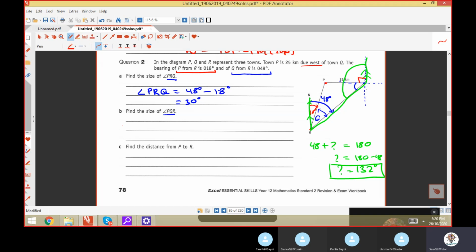Yeah, that's what we're trying to find. Oh, and what's AB? We're not trying to find that. You don't even know all that? No. Why is that 132 minus 90?